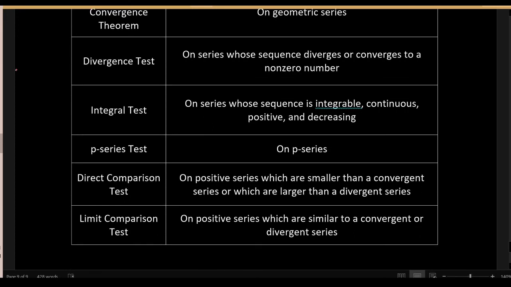Integral test is great if your sequence is something that can be integrated and also represents a continuous positive and decreasing function, which gave us the p-series test, which is of course only applicable to the actual p-series. Finally, we've just introduced direct comparison and limit comparison test. These can only be used on series with positive terms, and they can be only used on series which can be compared to another series that you already understand.